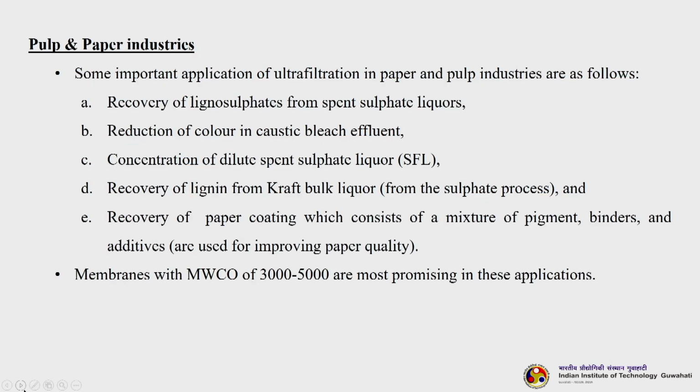Then the application in pulp and paper industries. Some of the applications of ultrafiltration in pulp and paper industries are recovery of lignosulfates from spent sulfate liquors, reduction of color in caustic bleach effluent, concentration of dilute spent sulfate liquor, recovery of lignin from the kraft black liquor from the sulfate process, and recovery of paper coating, which consists of a mixture of pigment, binders and additives. These are used for improving the paper quality. Membranes with a molecular weight cutoff of 3000 to 5000 Dalton are most promising in these applications.